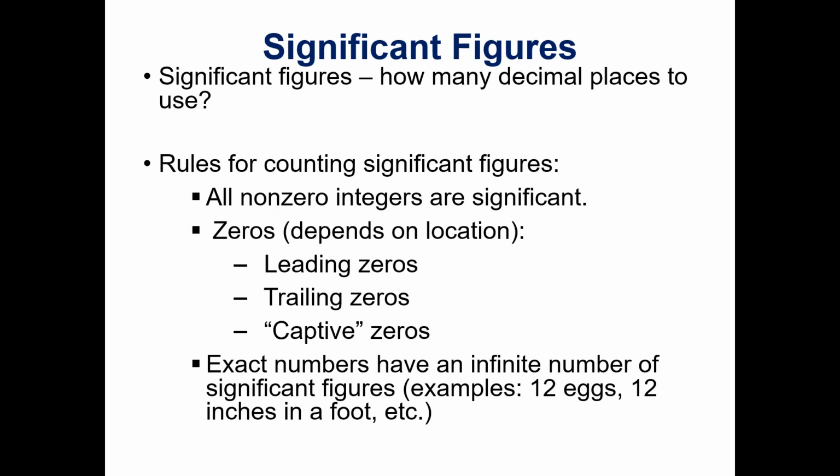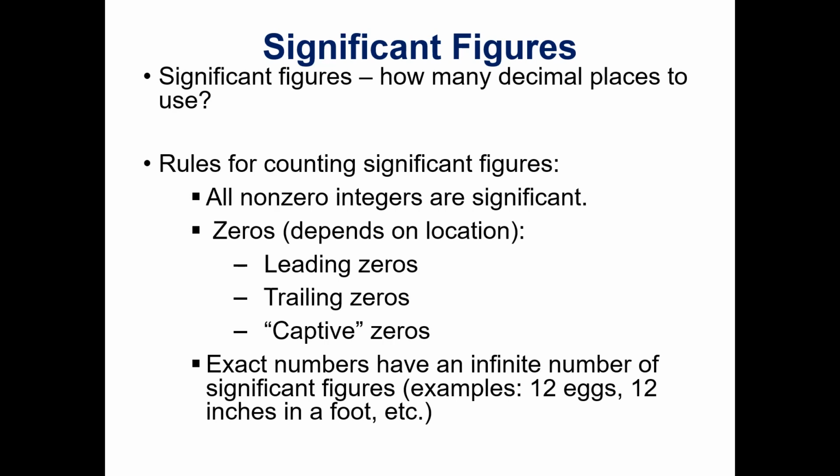So there are rules that determine how many significant figures are in a number, and then we're going to talk about how to know where to round off when we do a calculation. The way we determine how many significant figures we have is all non-zero numbers are always considered significant. So 1 through 9 will always be significant. For zeros, that's where it gets a little bit tricky. Whether or not zeros are considered significant depends on where they are in a number.